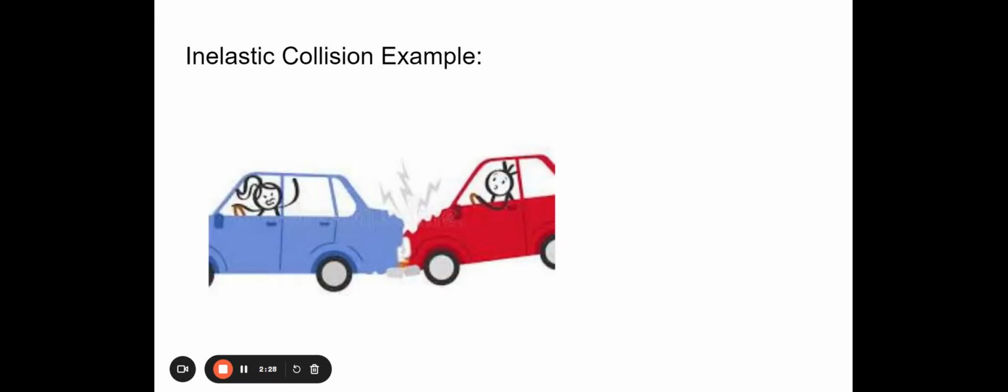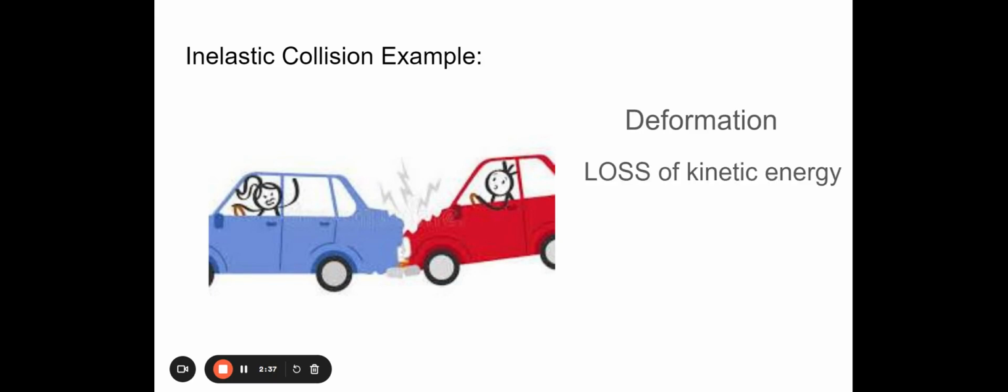An example of an inelastic collision is a car accident because of the deformation of the car's materials, loss of kinetic energy, and the possibility of objects sticking together. This is an inelastic collision example because no kinetic energy is conserved. Instead, it's absorbed by its surroundings.